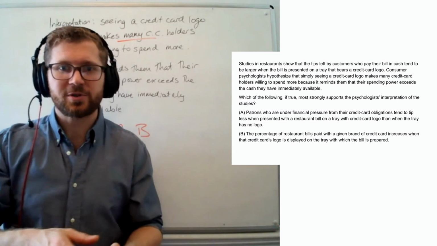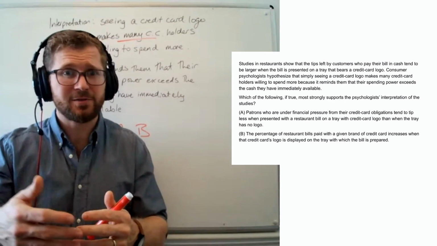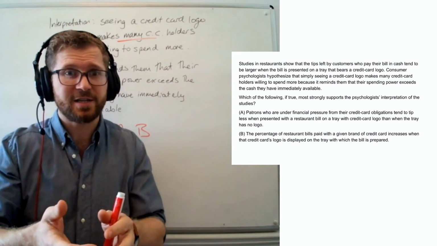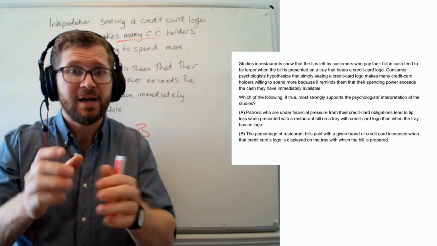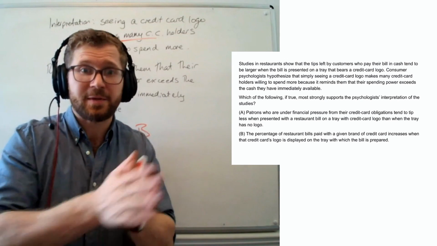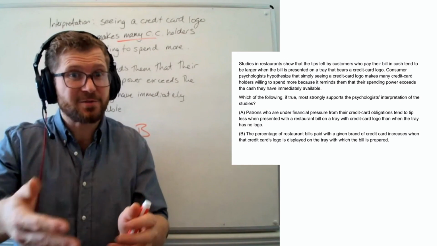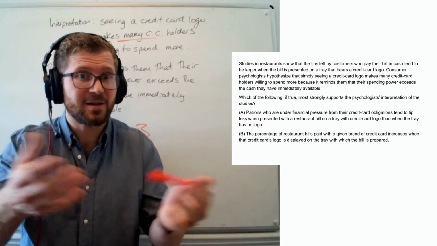Whereas A talks about people who actually have high bills already, they're under financial pressure from their credit card obligations. So when this tray comes along with the credit card logo on it, it reminds them about the credit card, potentially reminds them about the pressure they're under, and so they tip less because maybe they need this money to spend on their credit card bills.